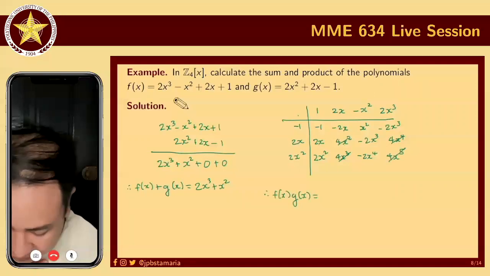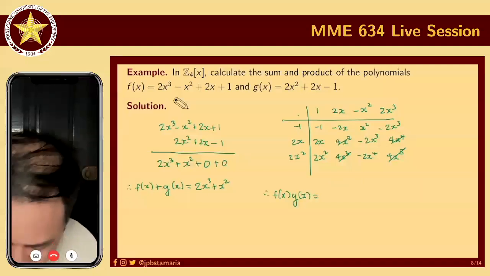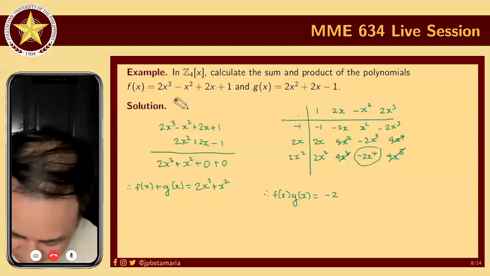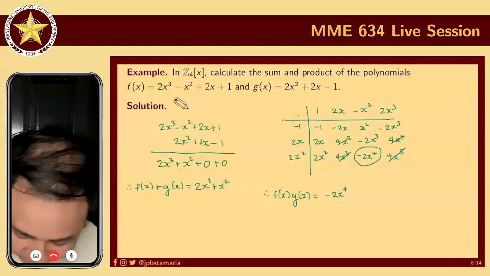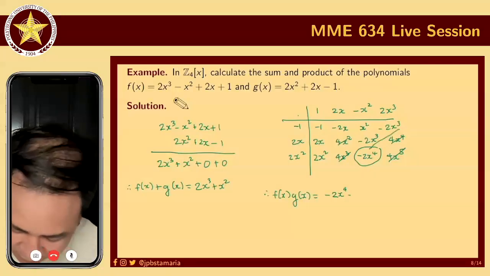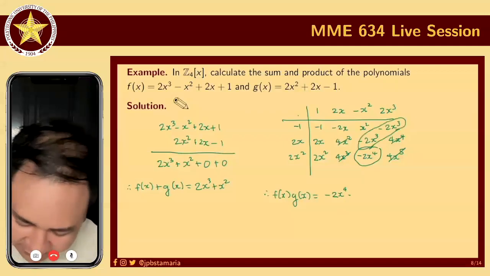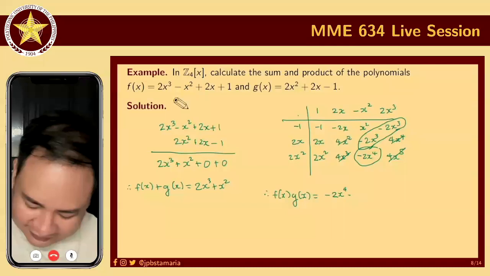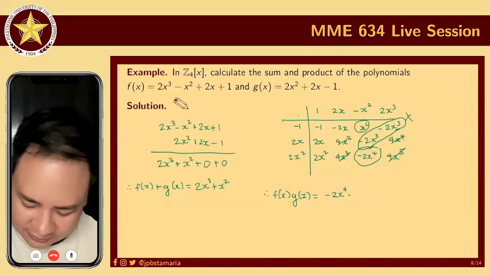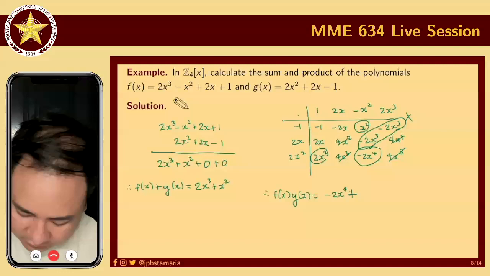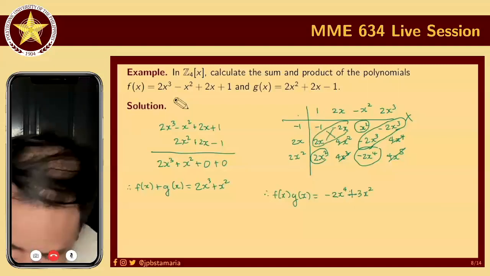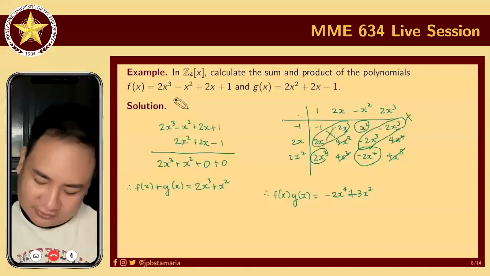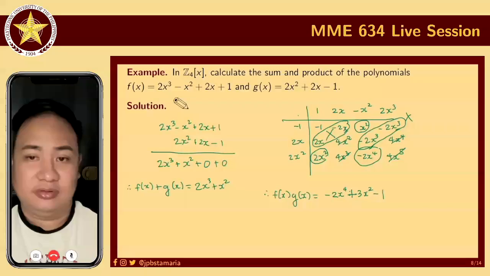yung pinakamataas na degree. Ito, no? Yan. Tapos, pag inadd mo to, minus 4x cubed. 0 na rin yun. Magka-cancel yan. No? Kasi 4 yun eh. 4 is 0. Tapos ito, 3x squared. Yes, 3x squared. Tapos ito, x na rin yan. Ay, hindi. Tama. 0, di ba? Minus 1. Negative 1. So, this must be the product.